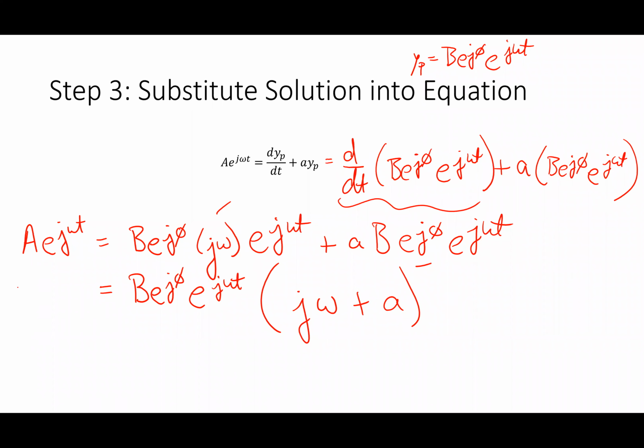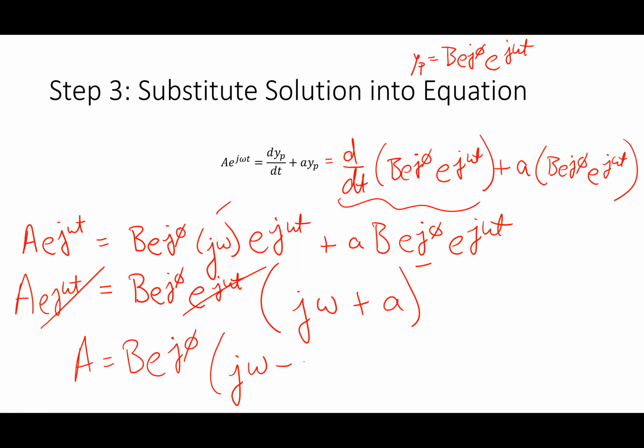Okay, so let's look at this for a second. I got a e to the j omega t equal to that expression. Which term is on both sides of the equation? E to the j omega t. That's actually pretty nice. What have I taken out now? I have a equals b e to the j phi times j omega plus a constant. Taking out the time dependence, the differential equation-ness of it has just disappeared. That's the nice thing. There's no time dependence now.